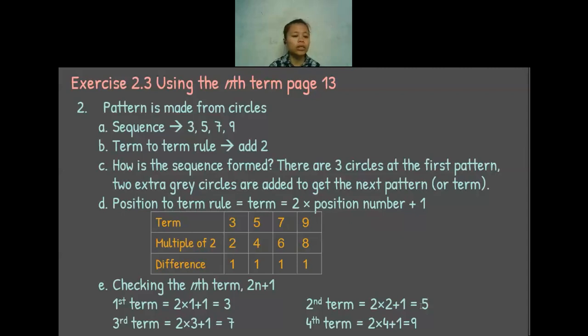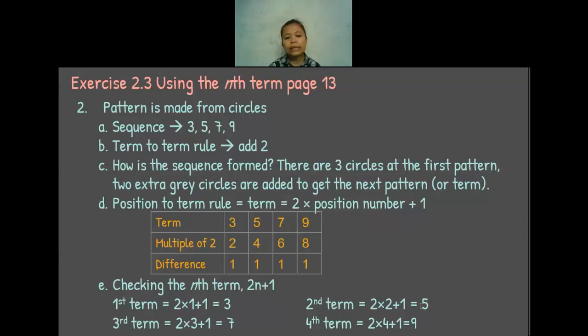And then for the question C, how is the sequence formed? I will tell it from the first pattern and then I will tell how to get the next pattern. In here there are 3 circles at the first pattern. 2 extra gray circles are added to get the next pattern. You can use your own sentence as long as the meaning is the same with mine, so it's okay.